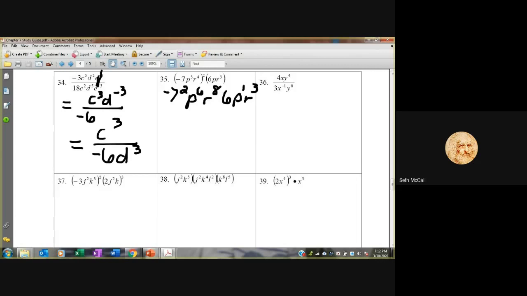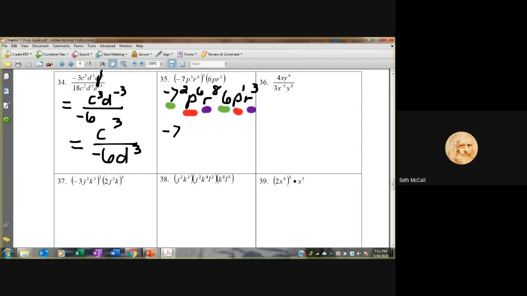Now, I'm going to try again what I did the last time. I'm going to underline my like terms here. We have this term and this term. Then we're going to have p and p. And then the last term we're going to have is going to be r and r. And so as we're looking through this, we're just going to leave it as -7.